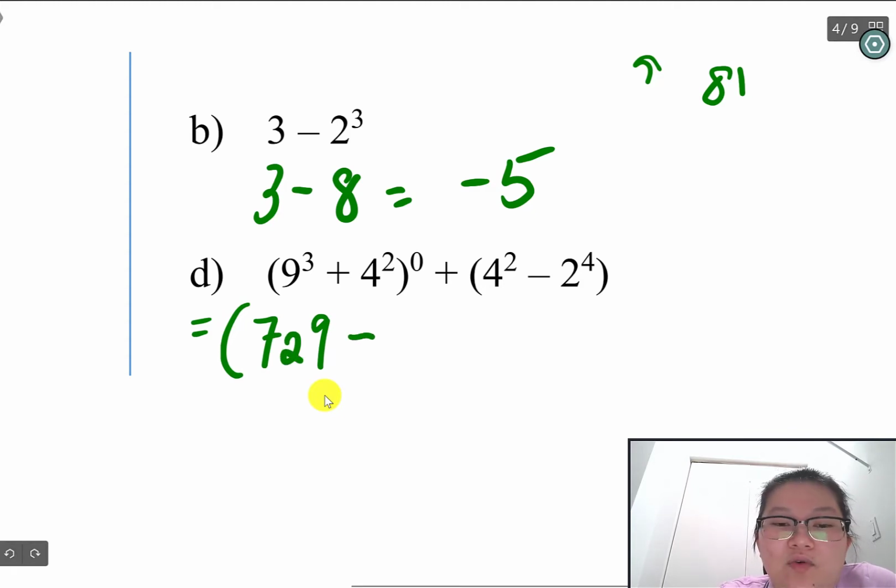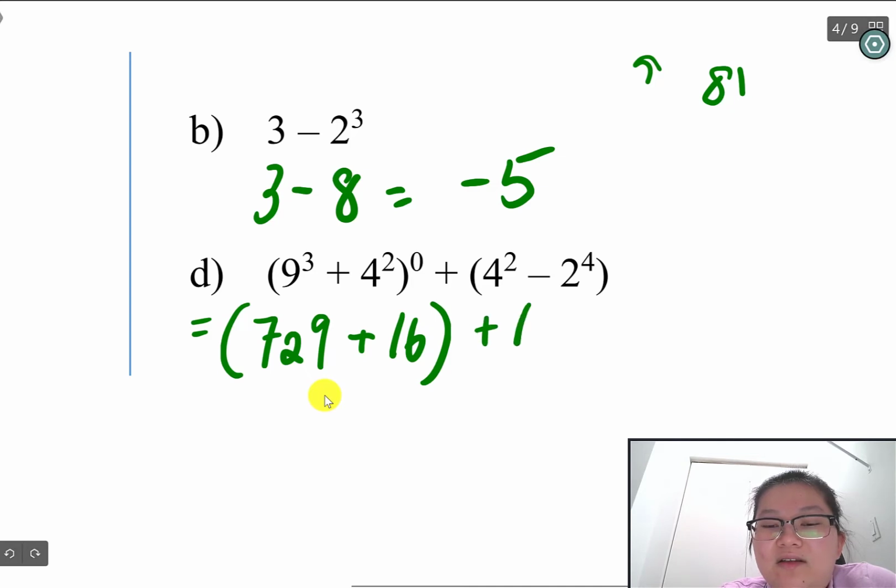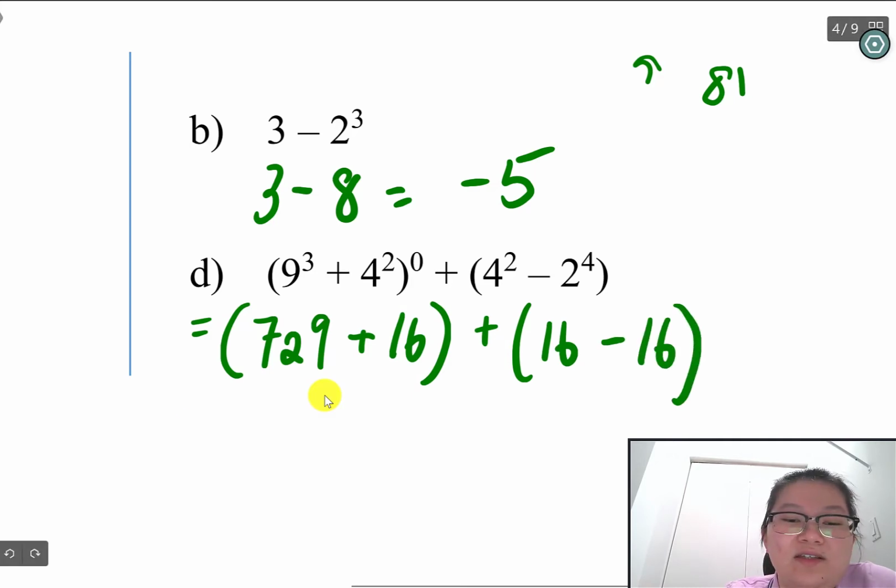And then plus 4 to the power 2, 4 times 4 is 16. And on the other side, we get 4 to the power 2. 4 times 4 is 16. Minus 4 to the power of 4. Oh, that's 16 as well. Haha, that's very nice. So we add this all to... Oh, don't forget this is raised to the power 0, and this is not.